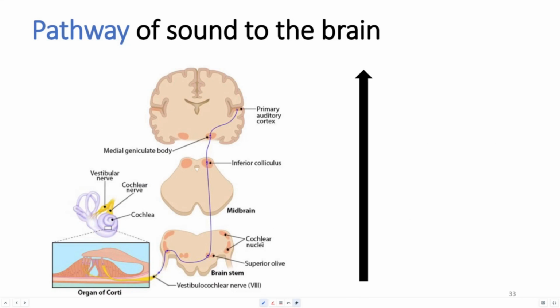Auditory pathways of sound to the brain. Sensory axons of the cochlear nerve, primary neuron, terminate in the cochlear nucleus of the medulla oblongata, where they then synapse with secondary neurons to the inferior colliculus of the midbrain. So let's start from the vestibulocochlear nerve, number 8. It works its way up towards the brain stem.